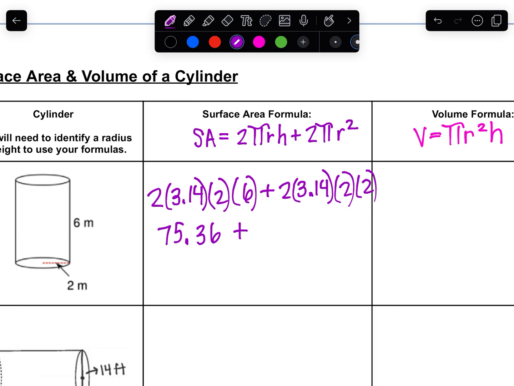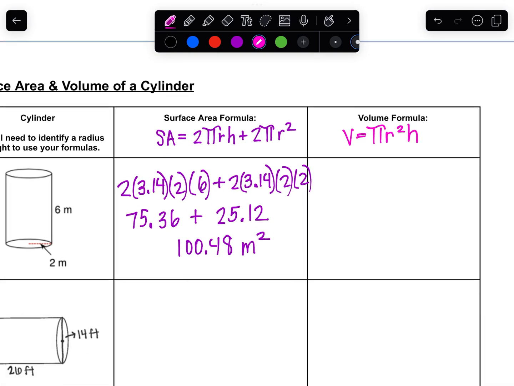Next one, I know 2 times 2 is 4, 4 times 2 is 8. And we get 25.12. And then I'm going to simply just put them together. And this is still area, so meters squared.